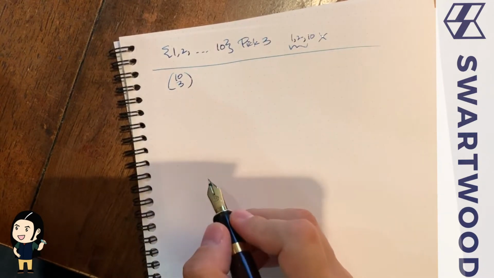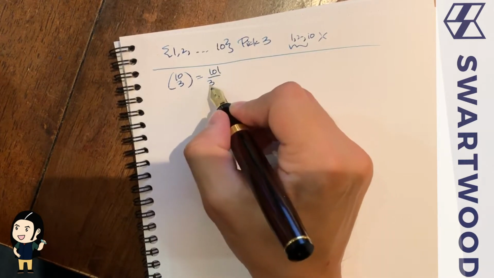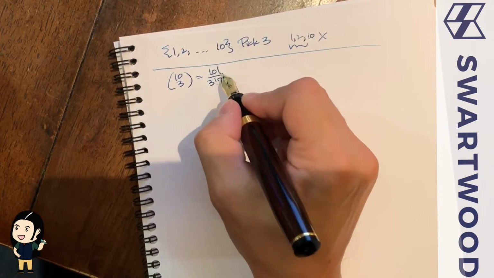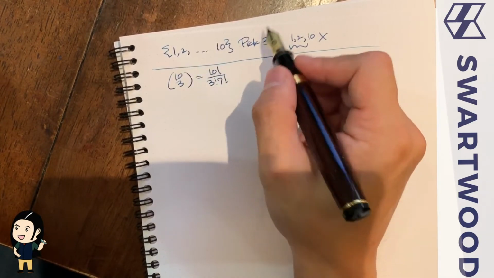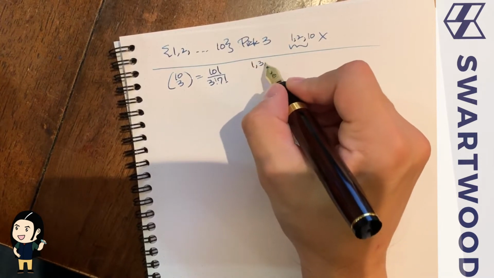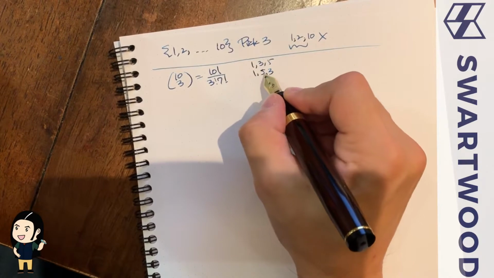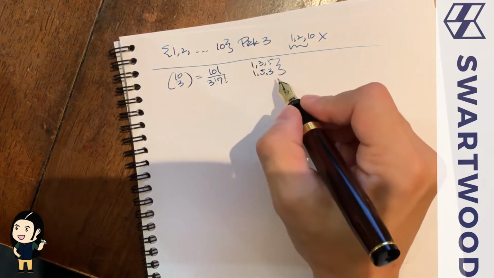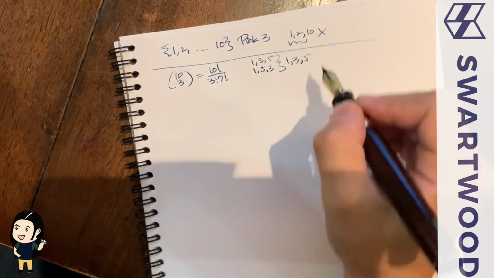If you did 10 choose 3, right? Remember that's equivalent to 10 factorial over 3 factorial times 7 factorial, like this. But the point is, this is where you have all 10 numbers, you pick any 3 of them, and the order in which you pick them doesn't matter. So for example, if you pick 1, 3, 5, or 1, 5, 3, these answers are considered the same. Okay? So this is just going to be 1, 3, and 5.